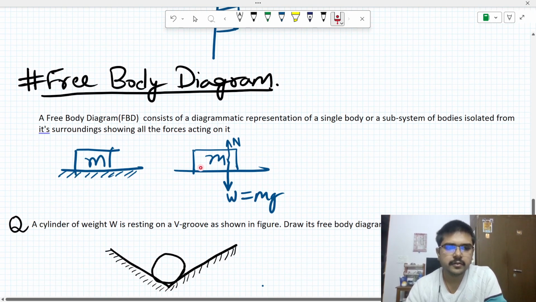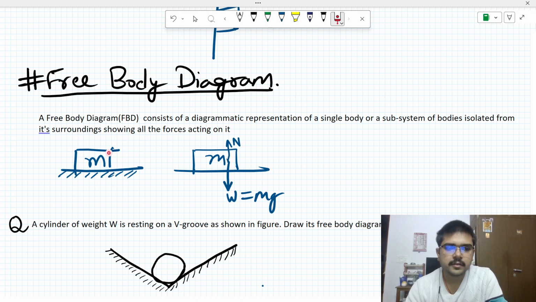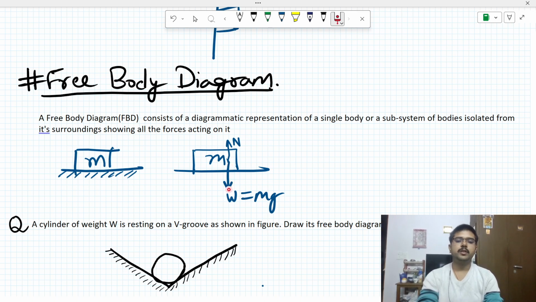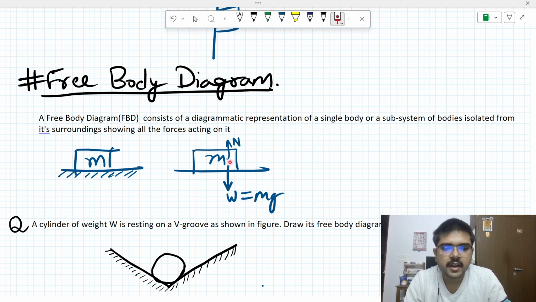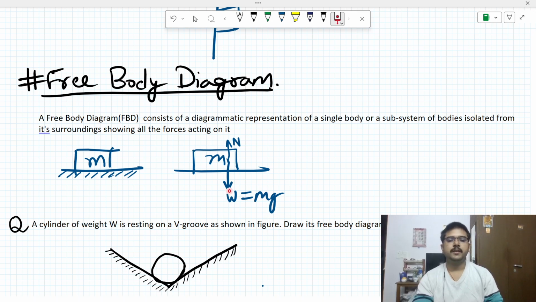So we have a body here, M, and so this is actually a book kept on a table. And what would be the free body diagram of this book? It would be the weight of the book acting downwards, that is W equals mg, and the normal reaction N, which would be acting upwards to counter the weight of the body, in the upward direction.